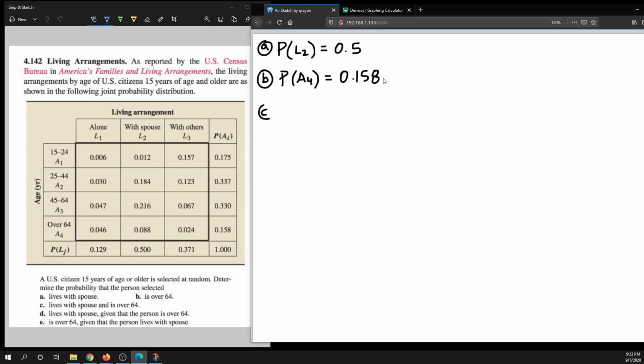All right, part C. They want to know what is the probability that the person selected lives with a spouse and is over 64. So lives with a spouse is L2, and over 64 is A4. And so that is a joint probability. And so it's just going to be the intersection of the column L2, with spouse, and over 64, which is 0.088.